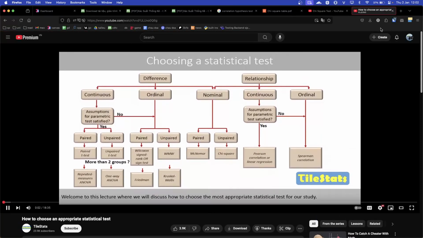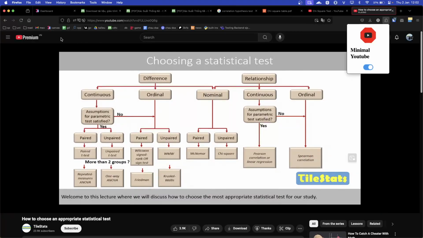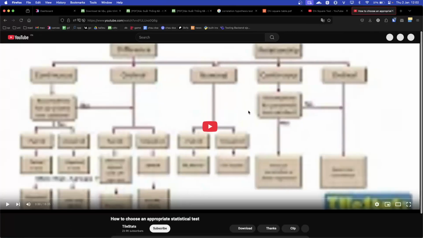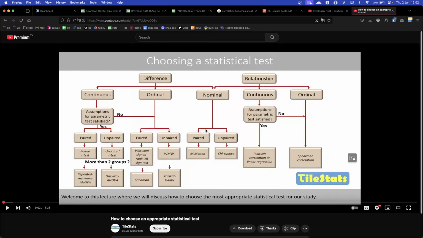Welcome to this lecture, where we'll discuss how to choose the most appropriate statistical test for our study.